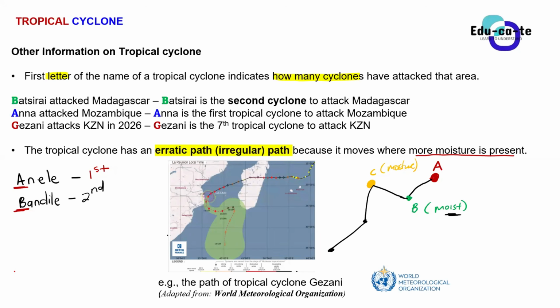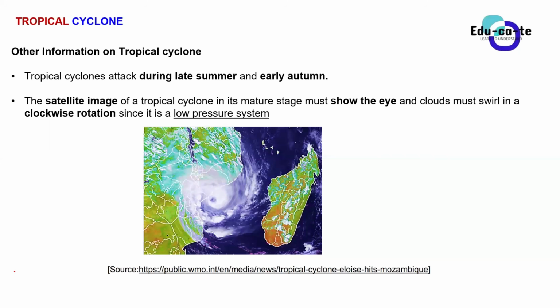This is a part of a tropical cyclone, guys. You should just know that this is how it looks. Then the other information about the tropical cyclone that you should know is that the season it attacks is late summer and early autumn. Whenever you explain the season, it's summer generally, but if it becomes specific, it's late summer, when the summer is about to end.